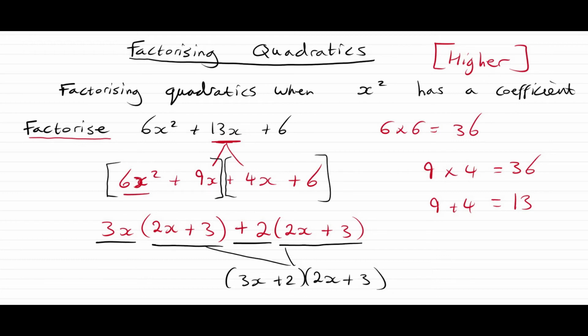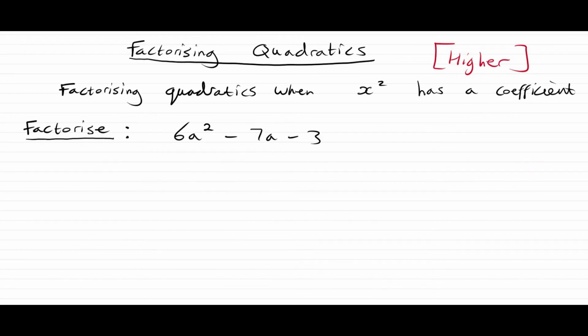And that is our answer. That would work. If we expand this, it will give us what we started with up here: 6x squared plus 13x plus 6. Now, this gets a bit more complicated when you're dealing with negative numbers, because you have to be careful with them.